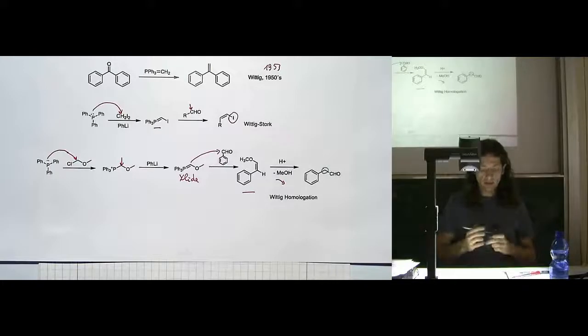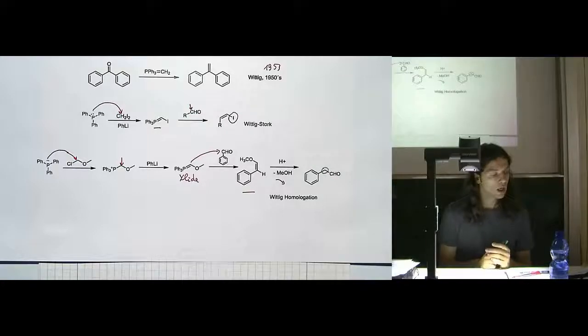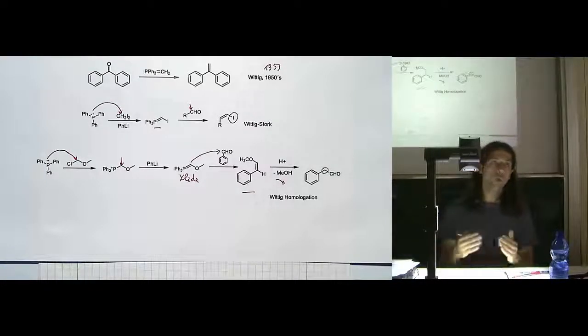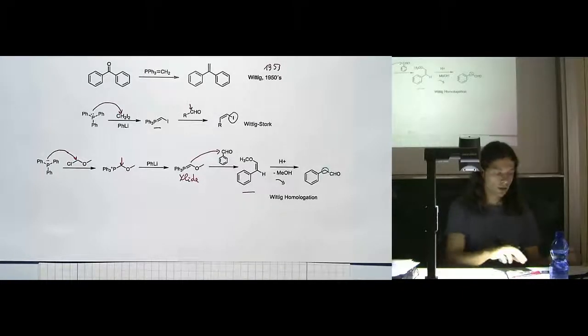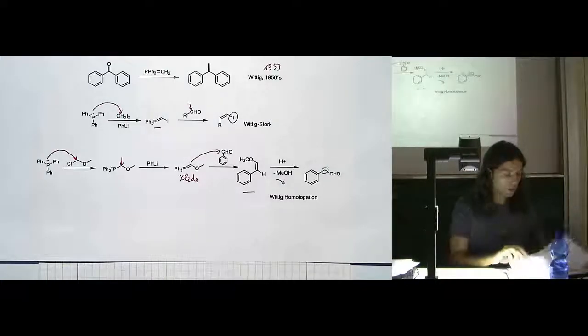Of course, once this reaction was discovered, a lot of modifications came just to try to force the reaction to go to one certain stereochemistry. So instead of going mainly to the Z product, to force the reaction to go to the E product. This is the case of the Schlosser modification. I want to show you the general scheme.